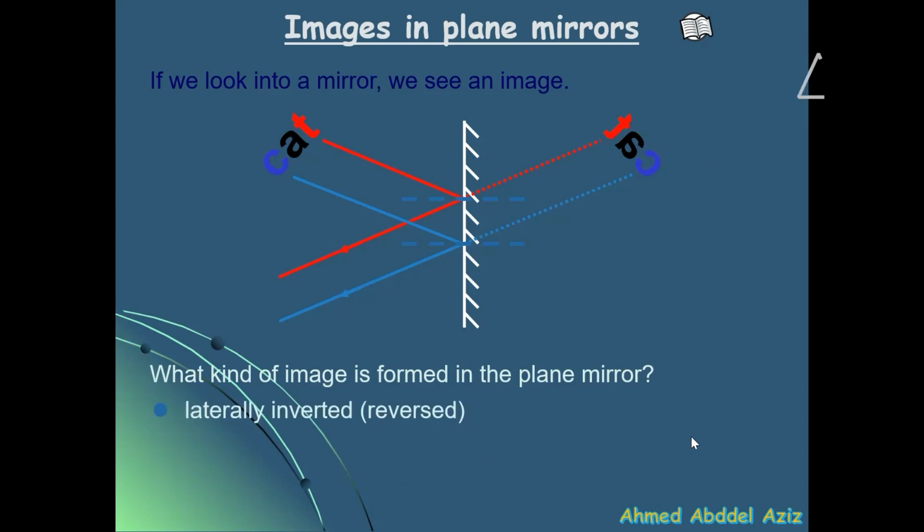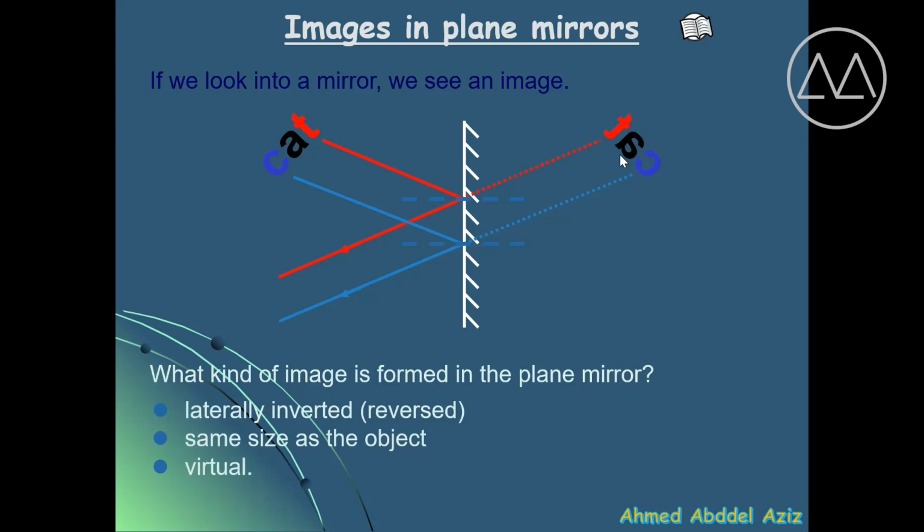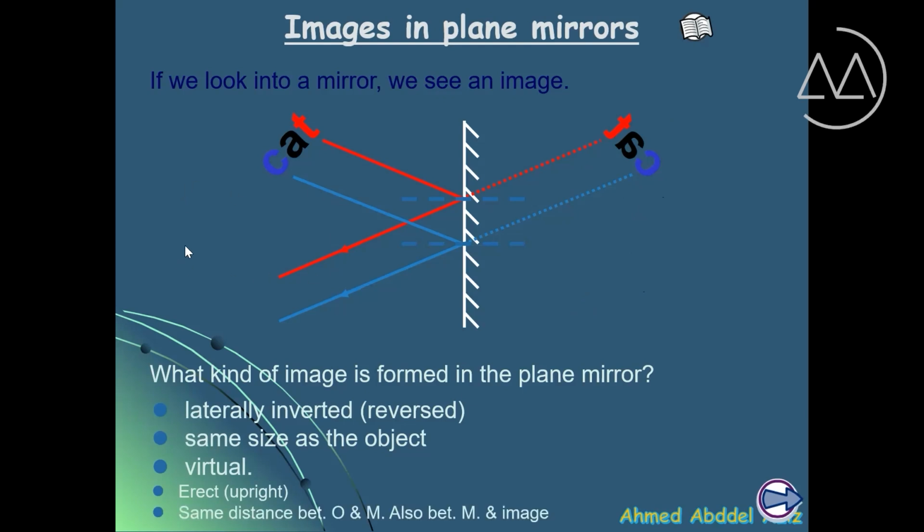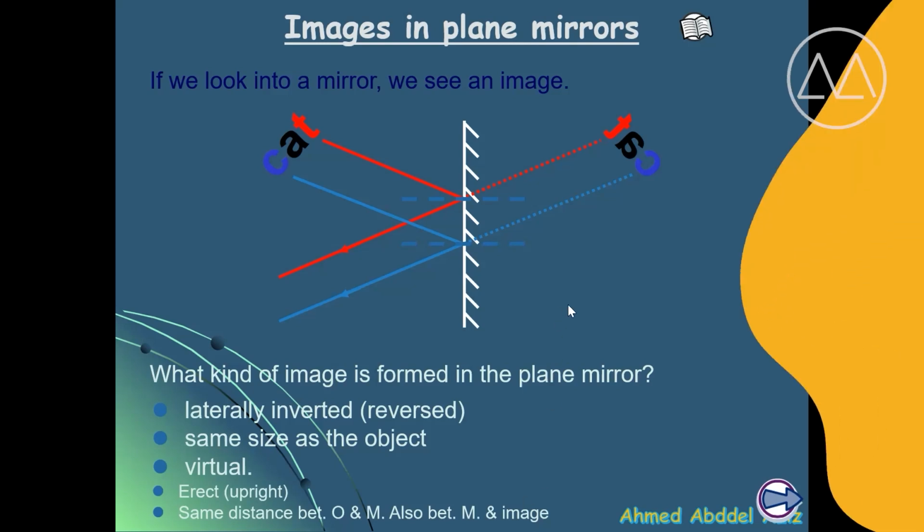So what kind of image is formed in the plane mirror? It is reversed, or laterally inverted. It has the same size as the object. It's virtual, or imaginary. I mean, it cannot be received on a screen. We cannot move behind the mirror to see the image. It's impossible. And this image is erect, or upright. So the image will be the same as the object, erect. And they have the same distance from the mirror, between the object and the mirror, and also between the mirror and the image.